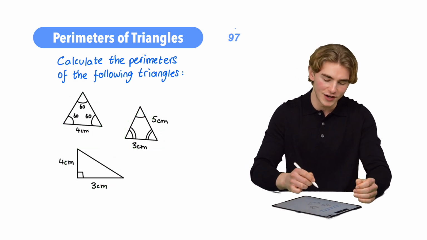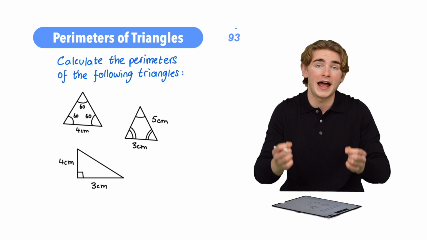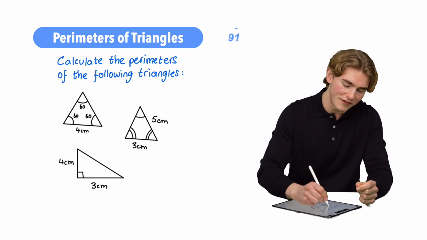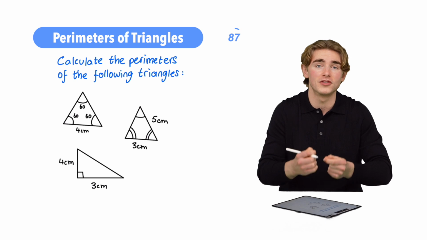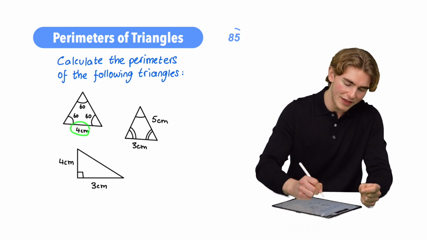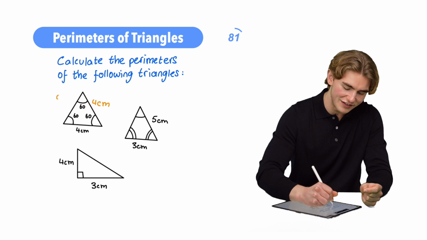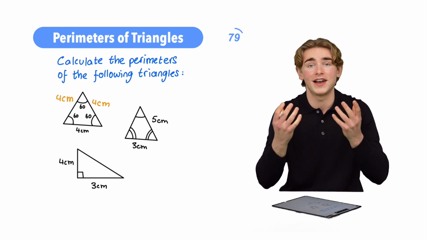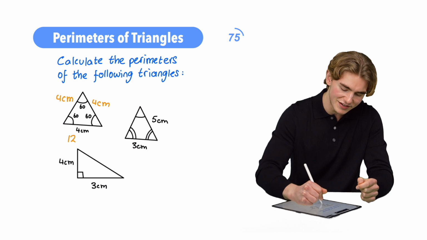Up first, let's deal with our equilateral triangle in the top left corner. Now, how do we know this is equilateral? We know it's equilateral because all of our angles are 60 degrees, and that tells us that all of our side lengths are going to be the same. So we know that this bottom length is 4. That tells us that the right-hand side is also going to be 4, and the left-hand side is also going to be 4. So to calculate the perimeter, we're just going to do 4 plus 4 plus 4, which is going to give us 12 centimeters, our answer.